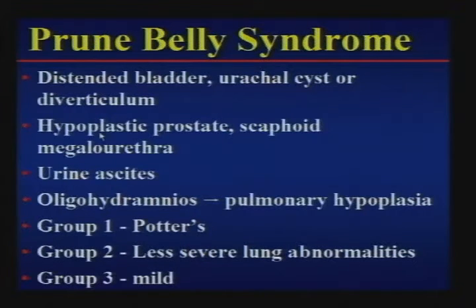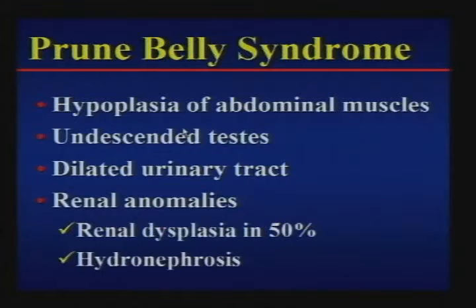The postulated mechanism, believe it or not, is a hypoplastic prostate, which causes a twisting, if you will, at the level of the prostate. And I tend to think of it as an obstruction at that level, and then everything else backs up. So you've got increased pressure, my simplistic mind thinks, increased pressure, distended bladder, urachal cyst or diverticulum, since that comes off of the dome, and then hypoplasia of the abdominal muscles. I think of them ballooning out.